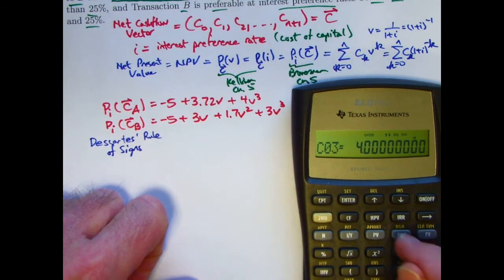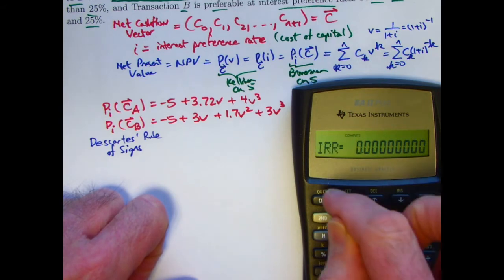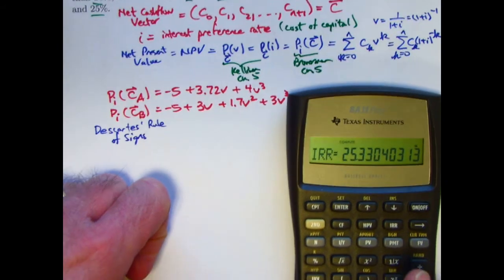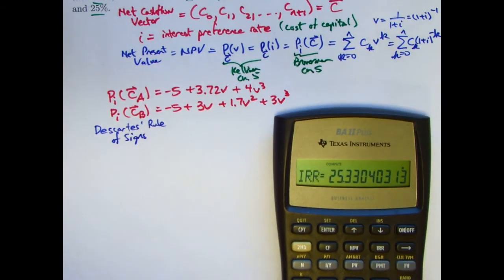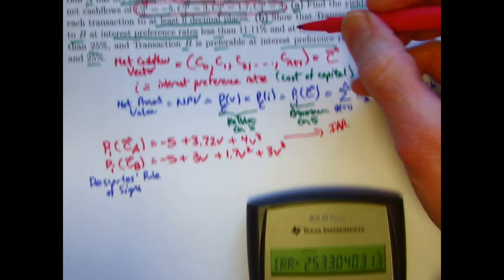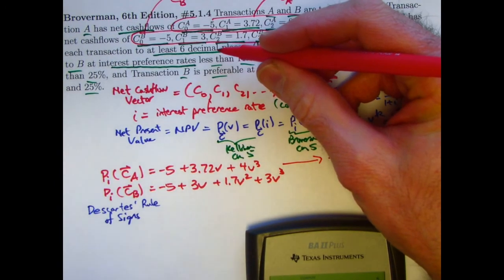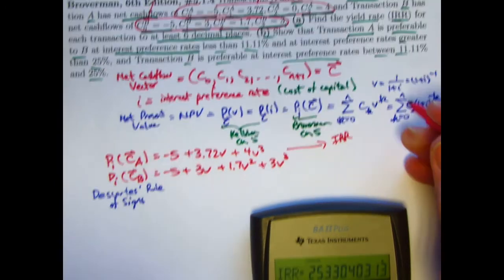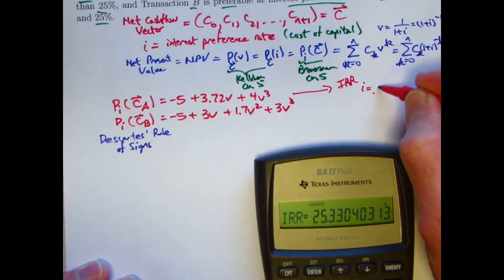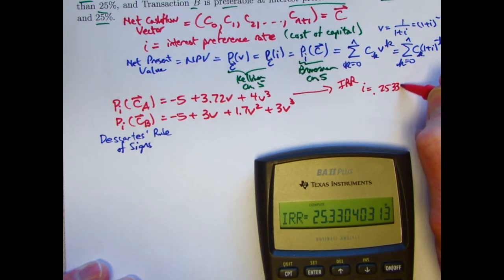Now you press IRR, CPT for compute. And for transaction A, it's given as a percent. The IRR is about 25.33%. And if we want 6 decimal places with the I, not as a percent, but as a decimal without a percent sign, you're going to get 0.253304.